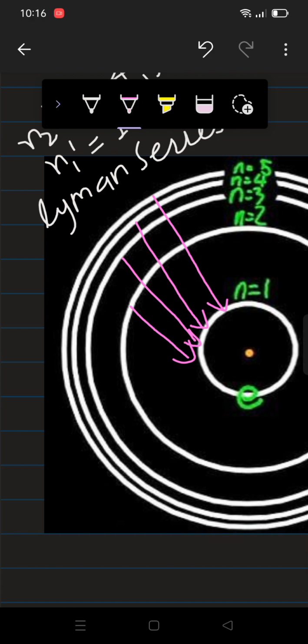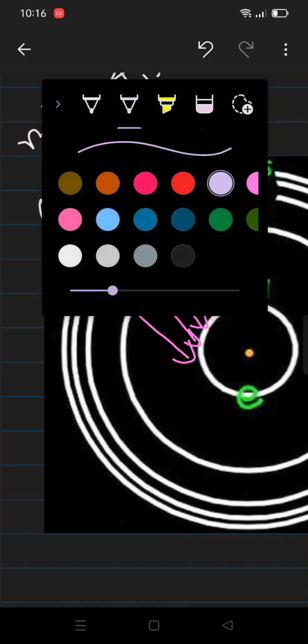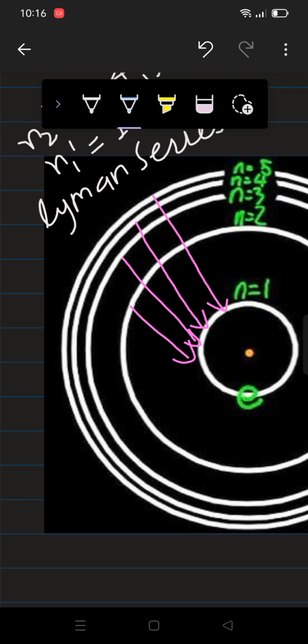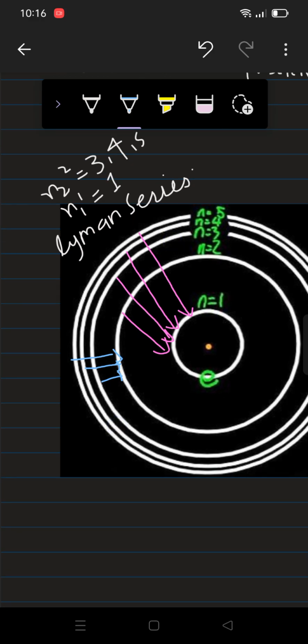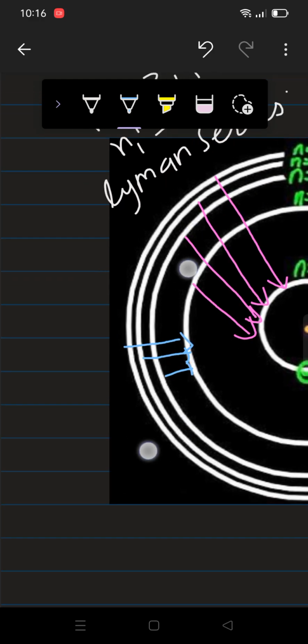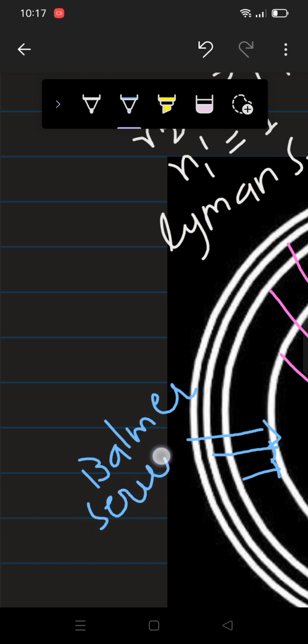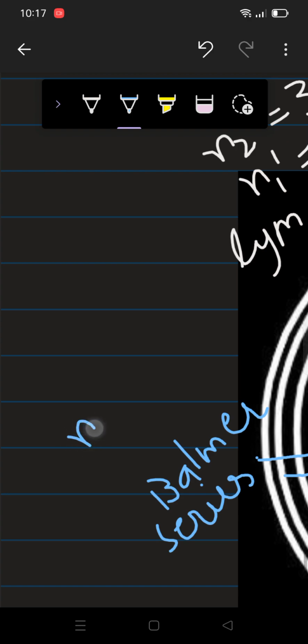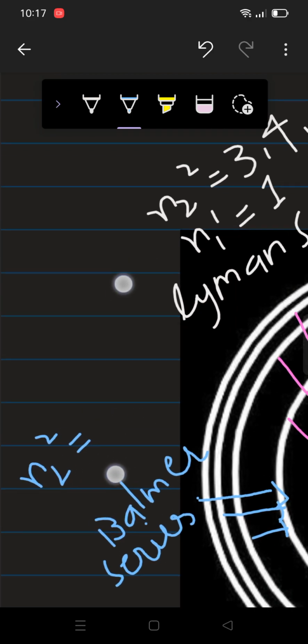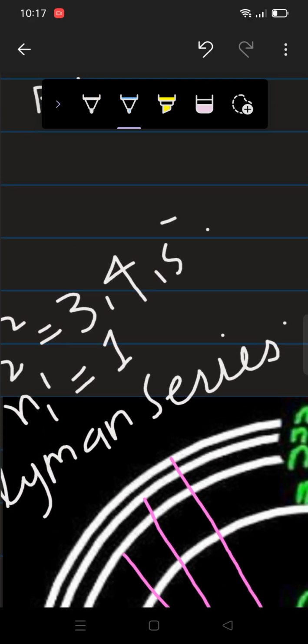Let me tell you about the Balmer series. When the electron comes from anywhere and falls on n2, the series we get is the Balmer series. Here n2 would be, we are going to include 2 as well.